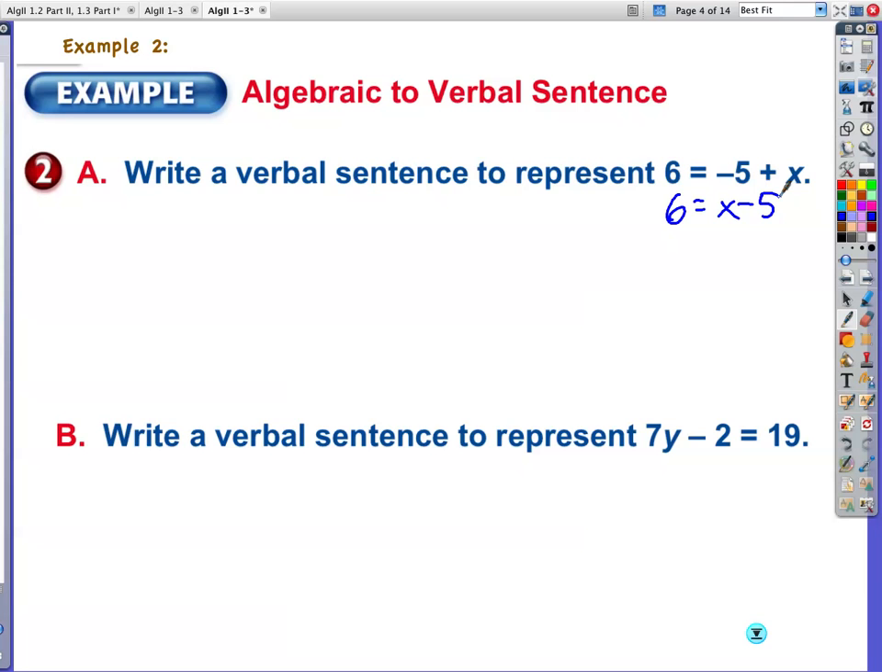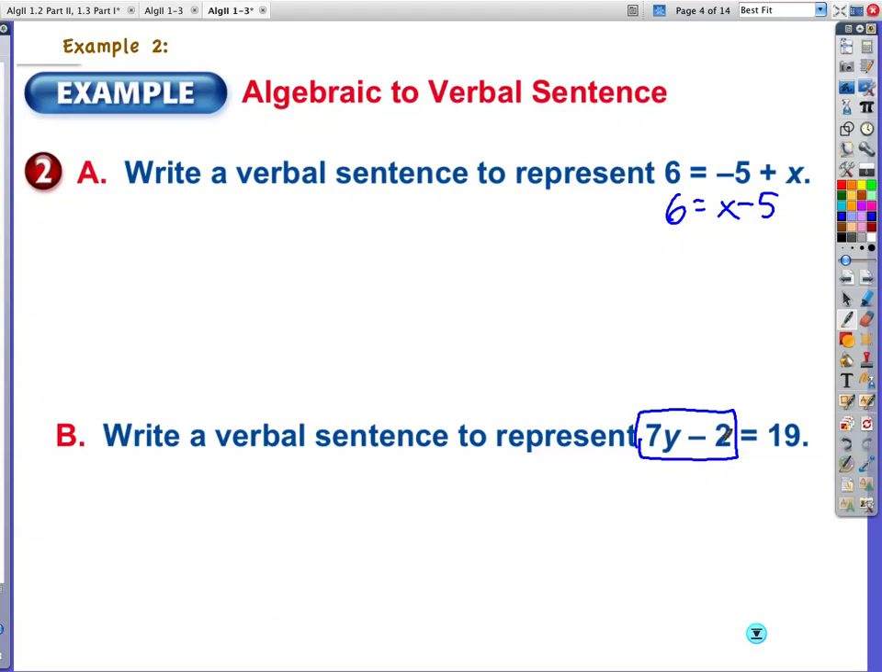Part B, write a verbal sentence to represent 7y minus 2 equals 19. I want you to try to avoid, in algebra I kind of let it go, but oh my gosh, we're in algebra 2, we got to step it up here. I kind of don't want you to write 7 times y minus 2 equals 19. Okay, let's use one of those words from our previous screen. So the difference of 7y and 2. Notice how I go in order. The difference of 7y and 2.